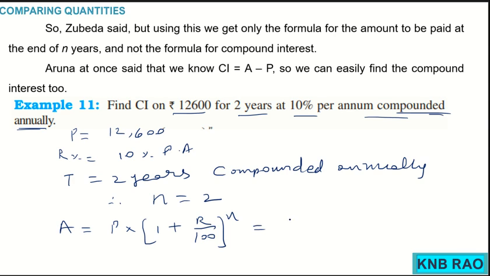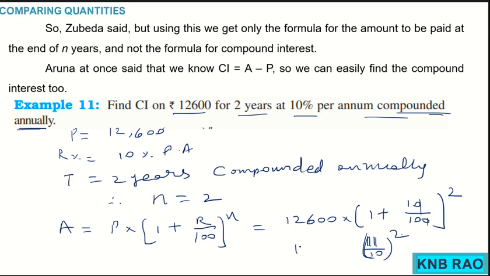On substitution, 12,600 into (1 plus 10 by 100) raised to the power 2. The zeros cancel, 1 plus 1 by 10, you know 1 plus 1 by 10 is 11 by 10, so (11 by 10) whole square into 12,600. You know how to simplify it. If you simplify, you will get the amount as 15,246 rupees. This is the amount.